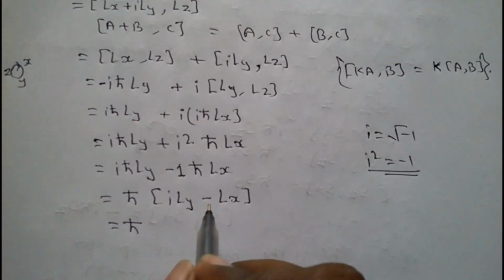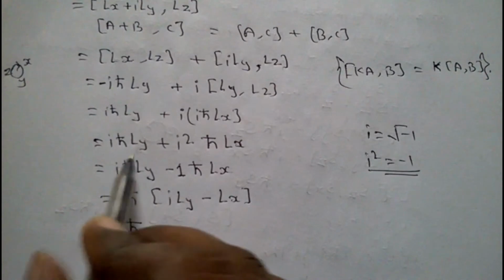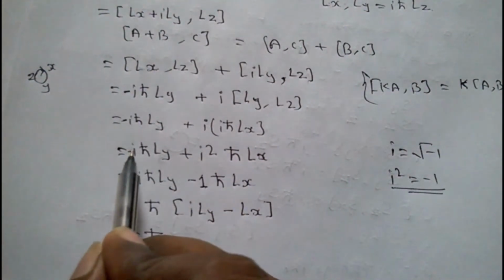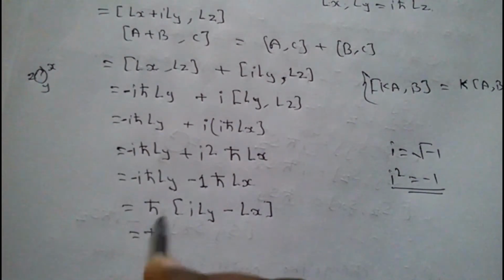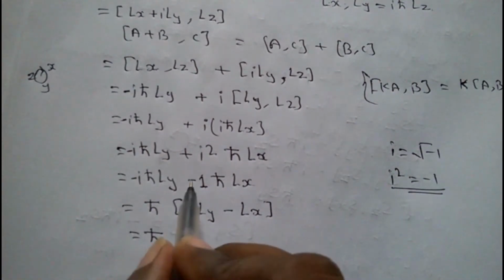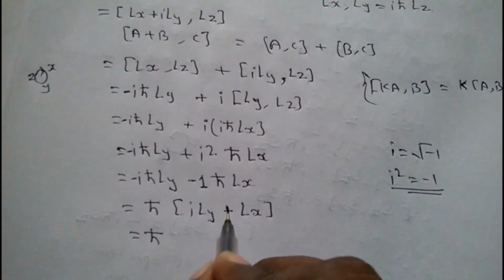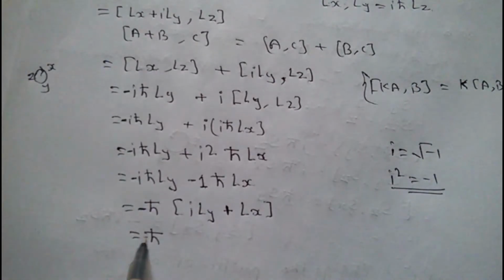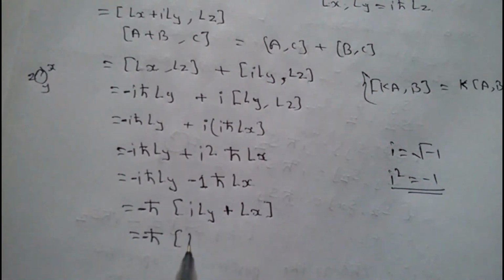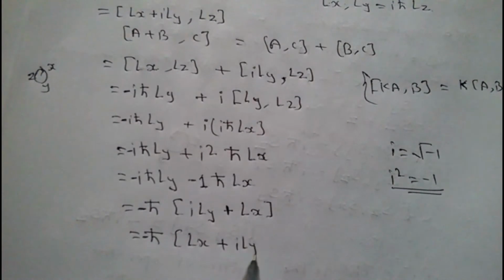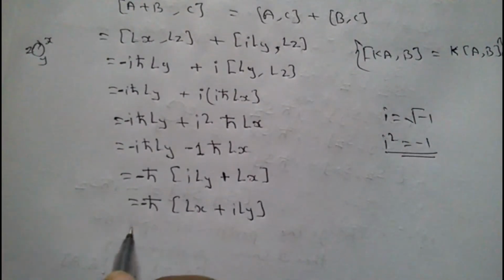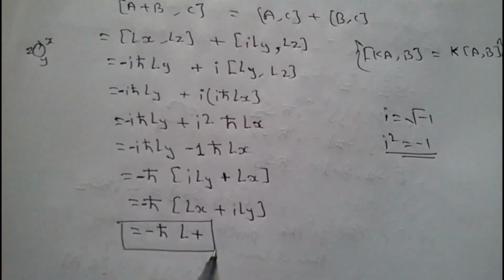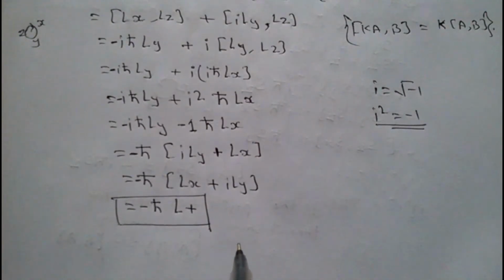Now we know the value. Oh, we have missed this minus here. Minus will be here, minus, minus, and we will take a minus common here, so it will be plus, minus. We have missed the minus sign here, sorry, minus h cross. So the value is Lx plus i Ly, and we know the value of this is minus h cross L plus. Like this you can find further.